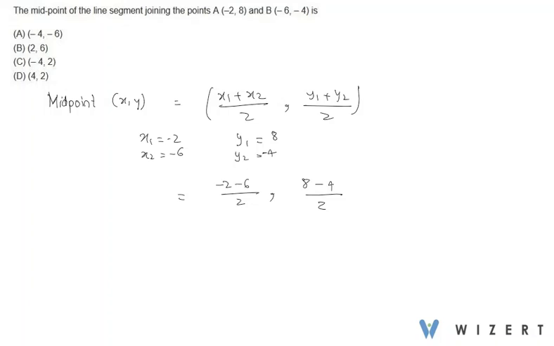So we get, let's see, -2 - 6 is -8. -8 by 2 is -4, comma, 8 - 4 is 4. 4 by 2 is 2. So we get the midpoint (x, y) as (-4, 2).